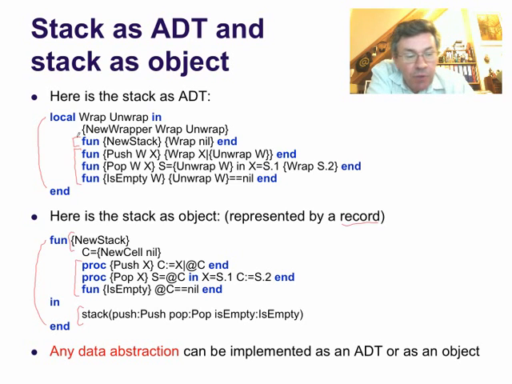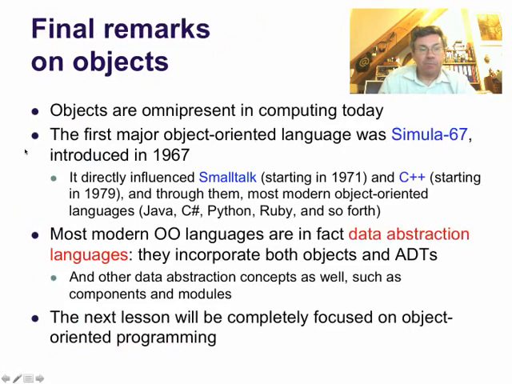In the other one, the cell being hidden by static scoping corresponds to the wrapper unwrapper, which hides the information when it leaves the scope and comes back into the scope. So in fact, it's possible to implement any data abstraction as either an abstract data type or as an object. The example I give here, you can in fact generalize this.